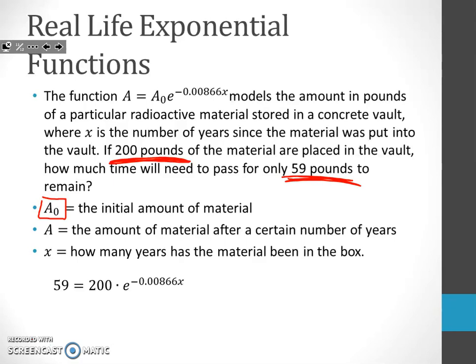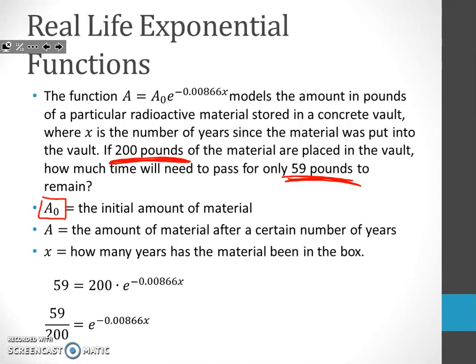So I'm going to have 59 equals 200 times e to the negative 0.00866x power. So I'm trying to solve for x. Where is that x at? Well, that x is up in the exponent. I'm going to have to hit this with a log at some point. Now, I'm going to have to hit it with a natural log because we've got an e as our base. But before I can do that, I've got to get rid of this 200 that's sitting over here. So my first step is going to be to divide both sides by 200.